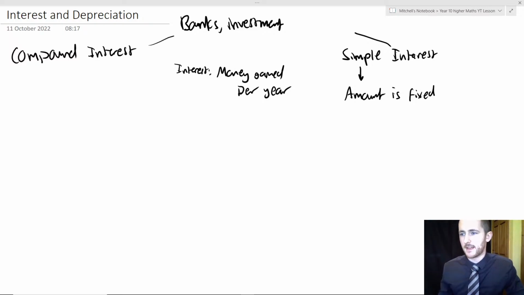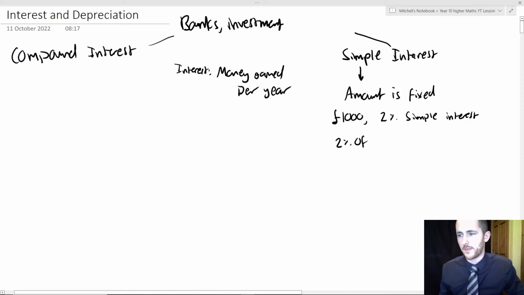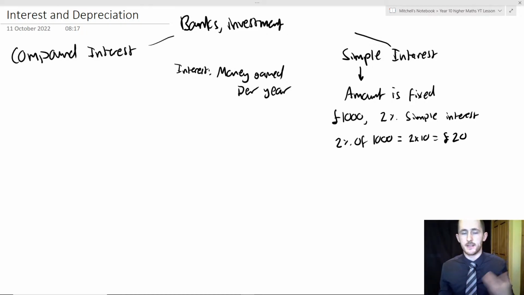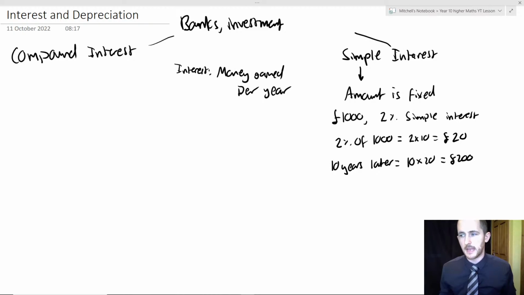For example, if I invested £1,000 and there's 2% simple interest, then what I do to work out how much I get per year is I just work out 2% of 1,000. So 1%, you divide it by 100, so that would be 10, so it's 2 times 10, it's £20. So every single year, you get £20 into your bank account, or portfolio, whatever you want to call it. So £20 every year. After 10 years, all you do is 10 times 20 equals 200. You've gained £200. Perfect. So in total, you would just have £1,200.